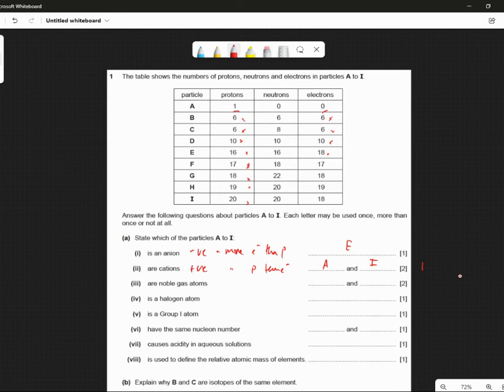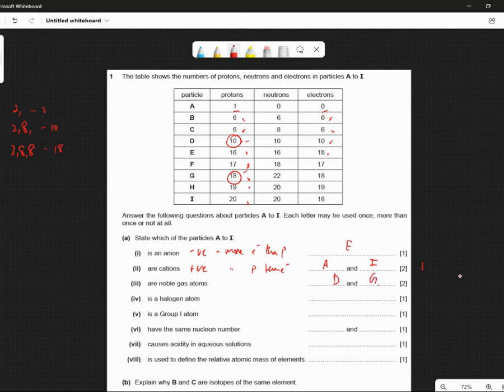Which ones are noble gases? Noble gases are 10 and 18, okay? How do we know that? 2 is a noble gas. 2,8 is a noble gas. 2,8,8 is a noble gas. This makes up 2 electrons, or 2 protons. This is 10 and this is 18. So the noble gases are D and G.